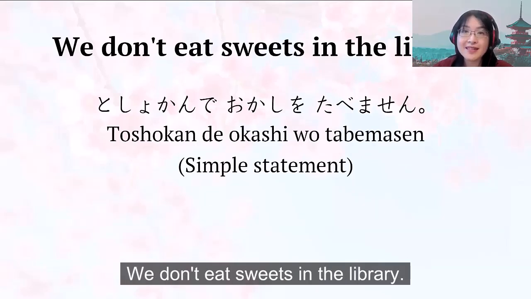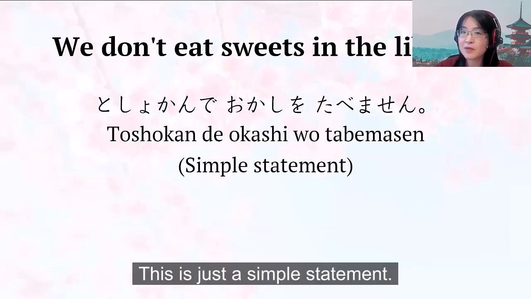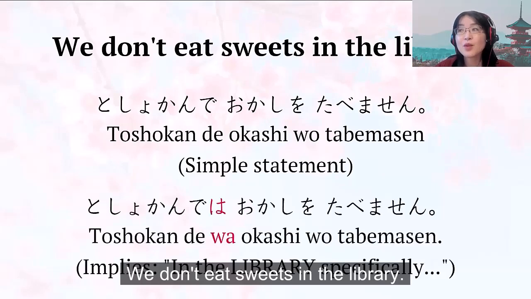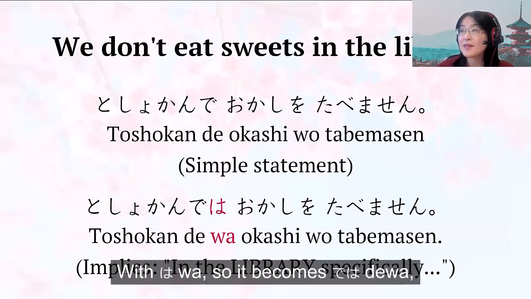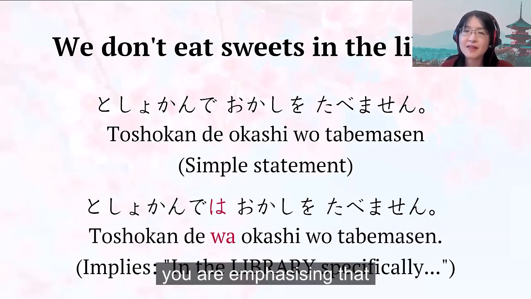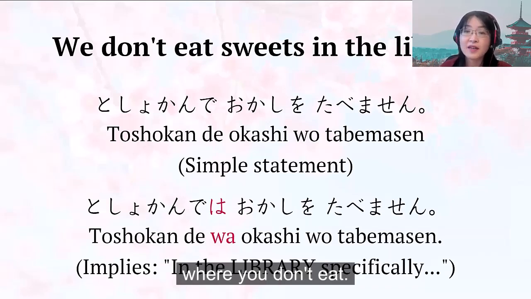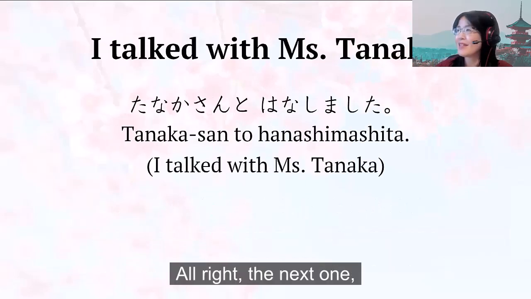We don't eat sweets in the library. 図書館でお菓子を食べません. This is just a simple statement. We don't eat sweets in the library. 図書館ではお菓子を食べません. With は, so it becomes では. You are emphasizing that while you might eat sweets elsewhere, the library is a special place where you don't eat. So that's why では.